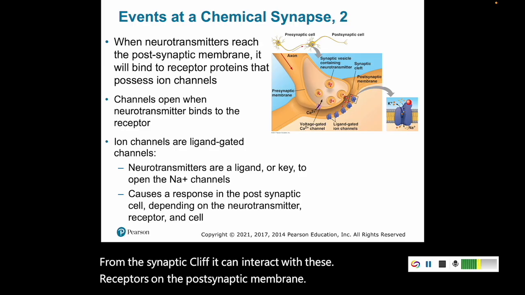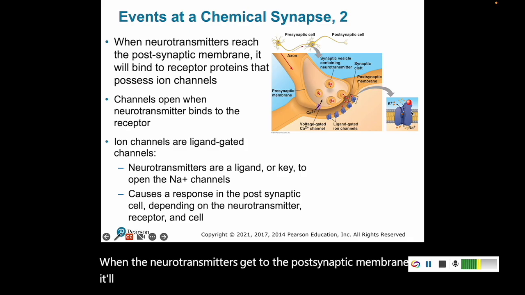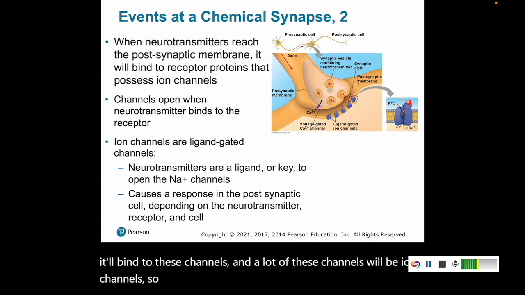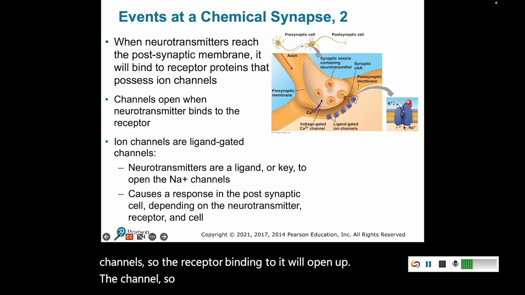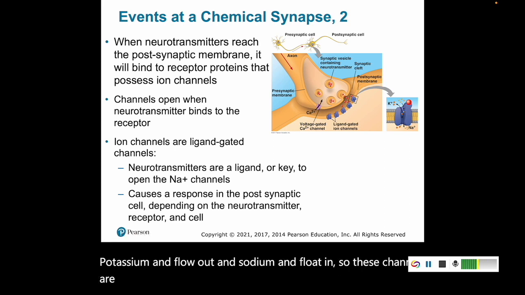When the neurotransmitters get to the postsynaptic membrane, they'll bind to these channels, and a lot of these channels will be ion channels. So the neurotransmitter binding to it will open up the channel so that potassium will flow out and sodium will flow in. So these channels are ligand-gated.